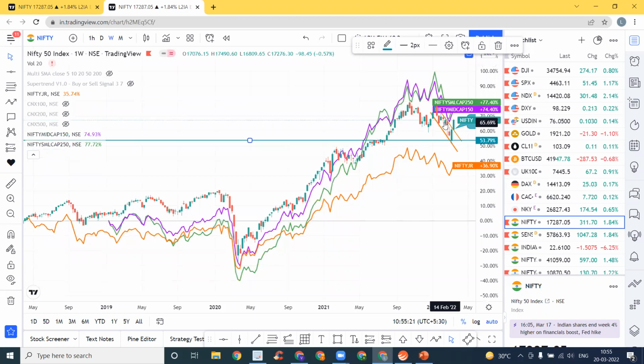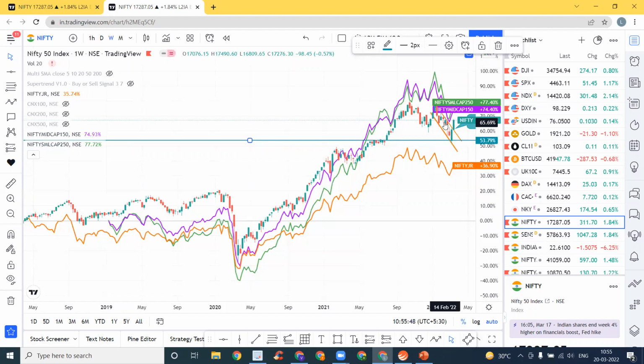Now, there used to be a time when whenever markets went bad, people used to move money from mid caps and small caps and put it into large caps. But in the current market situation, we are seeing that there is a lot of money still moving into mid caps and small caps, and some of them are doing excellently well.